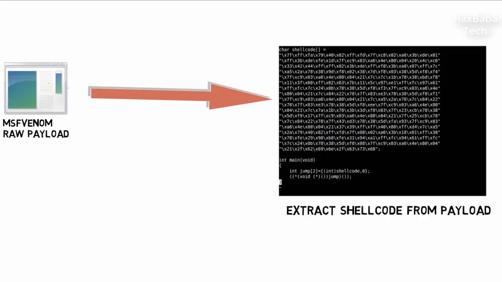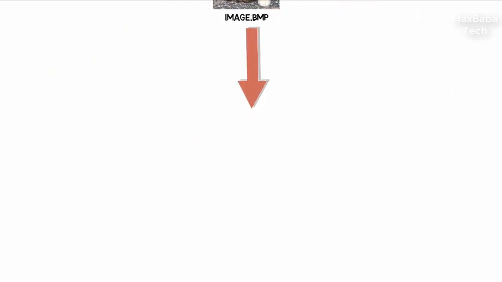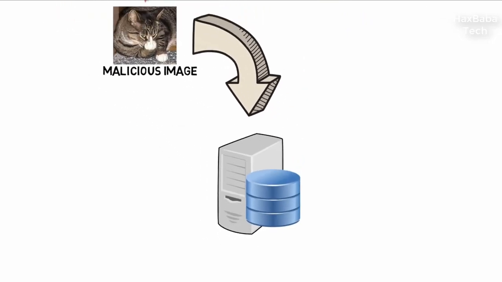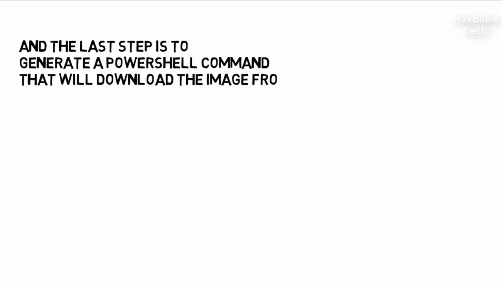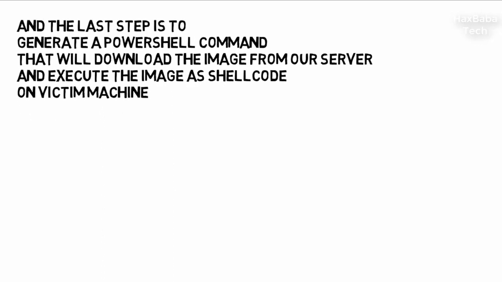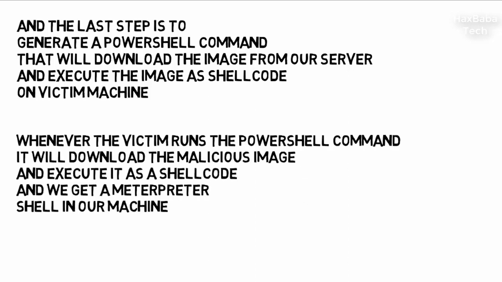What we're gonna do is create an MSFvenom raw payload and extract shellcode from it. Next we're gonna embed that shellcode inside an image. After that we have a malicious image with shellcode inside. We're gonna place this malicious image on our server. And the last step is generating a PowerShell command that will download the image from our server and execute the image as a shellcode on a victim machine. Whenever the victim runs the PowerShell command, it will download the malicious image and execute it as a shellcode, and we get a meterpreter shell on our machine.